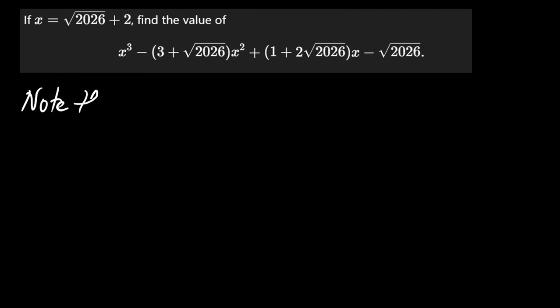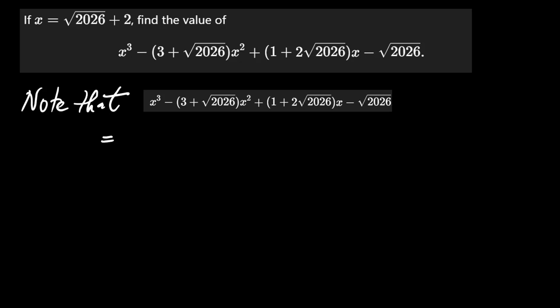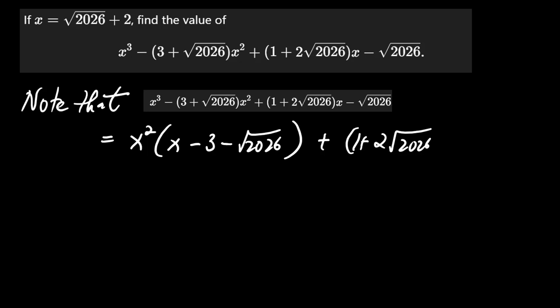Let's simplify the entire expression step by step. Factor the expression using grouping. We rewrite it as x squared times (x minus 3 minus square root of 2026) plus x times (1 plus 2 times square root of 2026), then subtract the square root of 2026.